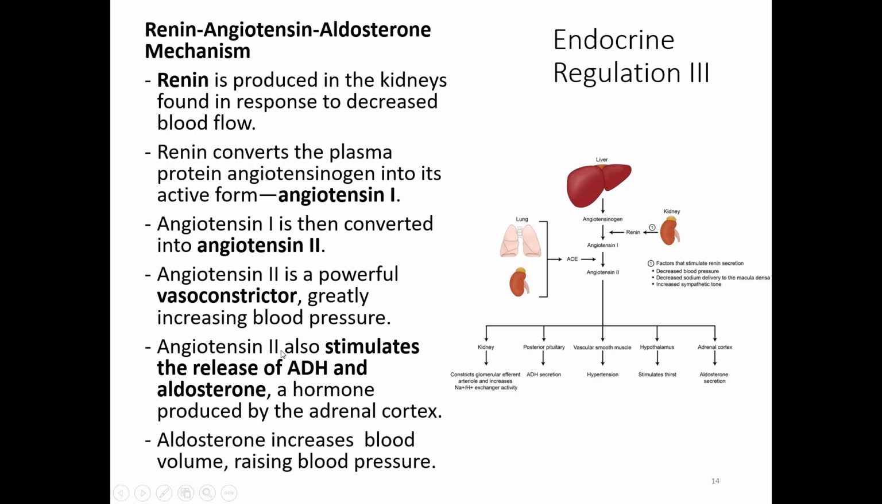Also, angiotensin 2 stimulates production of antidiuretic hormone, aldosterone from adrenal cortex, and increases blood volume and raises blood pressure. Also, it stimulates thirst. The person starts drinking more, which also increases blood volume.